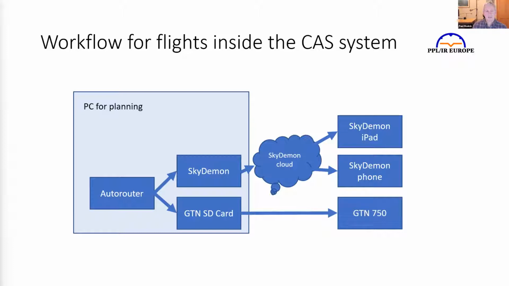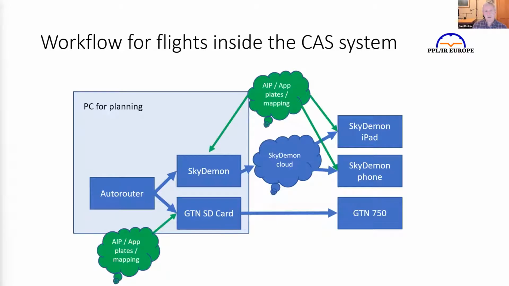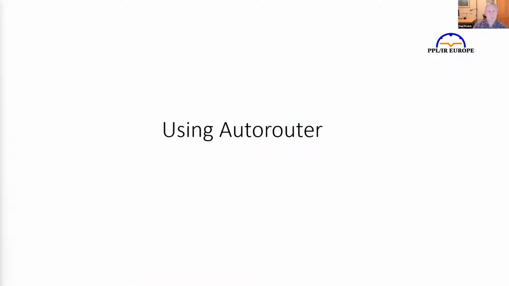I plug the SD card into the GTN 750, and we'll see how to load that up in a moment. And then all those things make sure that I've got up-to-date data, approach plates, the AIPs, and NOTAMs as well. So that's the route. So let's have a quick look at using AutoRouter.